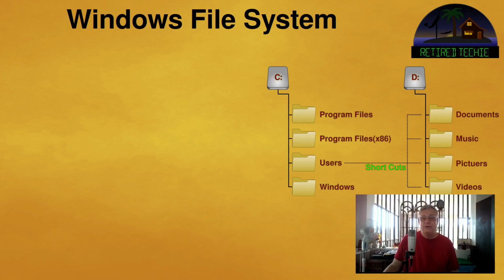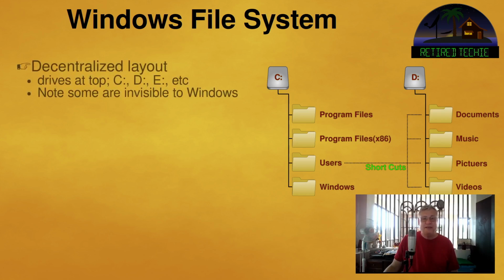I would like to note that on some occasions, partitions are not visible to Windows if they're not formatted with NTFS or FAT32, FAT anyways. They may not be visible to Windows, so you could have extra partitions, they just won't show up unless they're in a file format Windows recognizes.